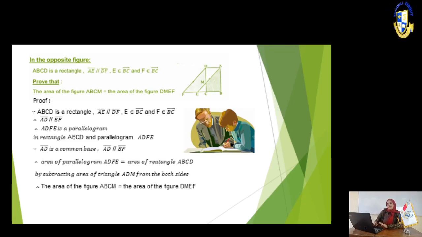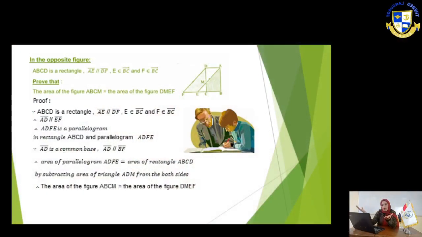So ABCD is a rectangle. AE is parallel to DF, E belongs to BC, as we see. So AD is parallel to EF. Therefore ADFE also is a parallelogram. In the rectangle ABCD and the parallelogram ADFE, we have AD as a common base, and AD is parallel to BF. The area of the parallelogram equals the area of the rectangle.